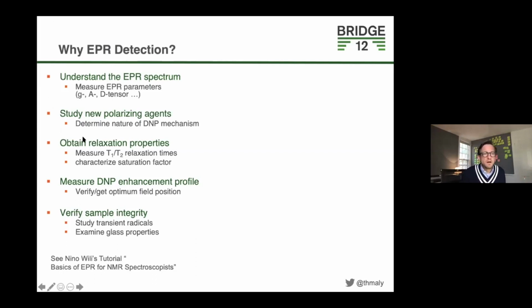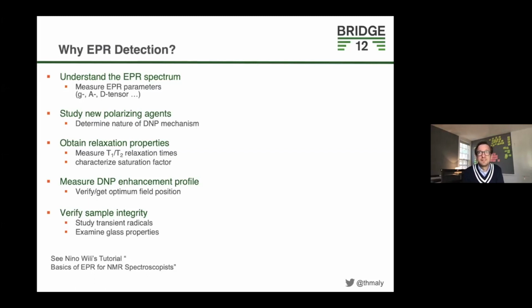So EPR is important to look at new polarizing agents, obtain relaxation properties, so T1, T2 times, and characterize your saturation factor to see how efficient your DNP effect actually is. You want to measure the DNP enhancement profile to verify it and also get to the optimum field positions. And sometimes you just want to look at the sample integrity.